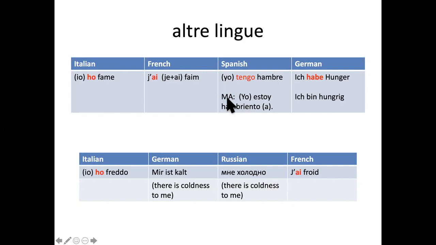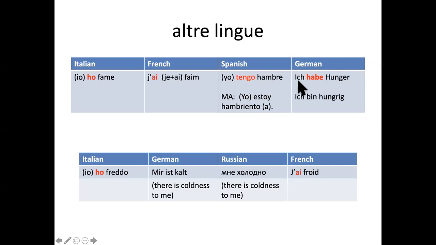However, ma means but, you can also say it like this, estoy hambriento or estoy hambrienta, which means I am hungry, literally, using I am and an adjective. However, tengo hambre is most commonly used.